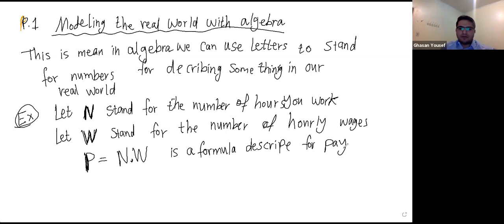Suppose you're working in a grocery or any supermarket, and you're working for, like, $2 every 1 hour. Okay? Like for an hour, you're working for $5 or $10. And you work per week around 30 hours. So you can get your payment by this formula. You multiply the hourly wage times how many hours you work per week.